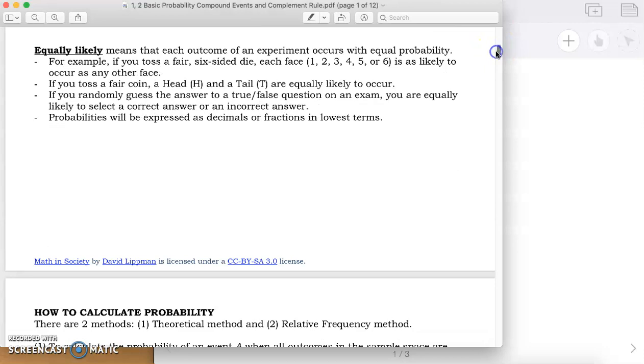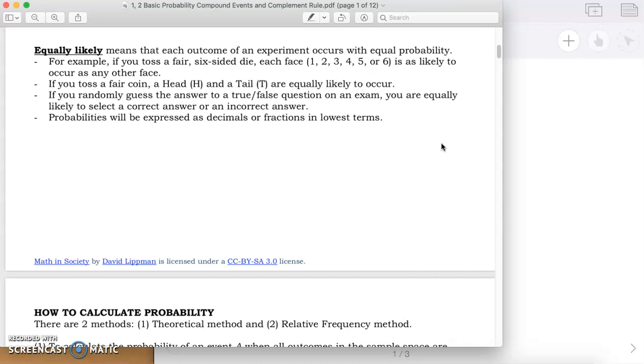When we say things are equally likely, it means that each outcome of an experiment occurs with equal probability. For example, if you toss a fair six-sided die, each face, 1, 2, 3, 4, 5, or 6, is as likely to occur as any other face. If you toss a fair coin, a head and a tail are equally likely to occur. If you randomly guess the answer to a true-false question on an exam, you are equally likely to select a correct answer or an incorrect answer.